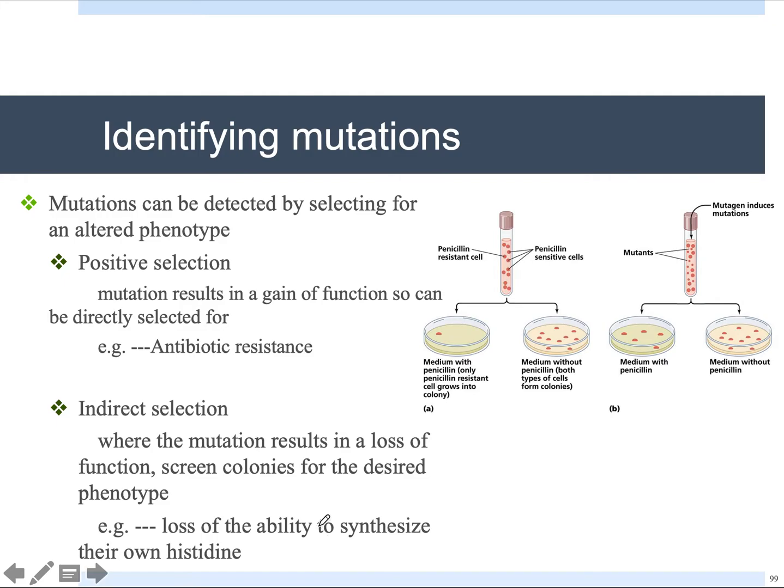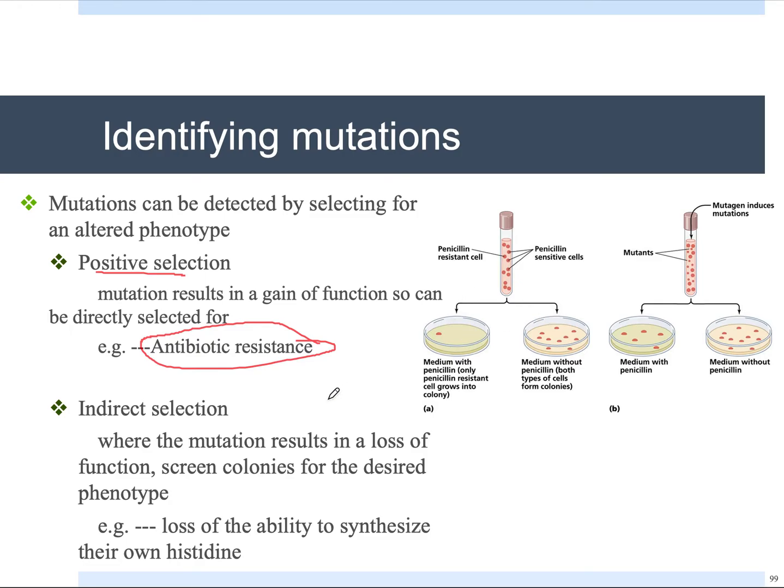You can check for the presence of mutations, let's say antibiotic resistance, by having a media that has a particular antibiotic in it, growing a bacteria, trying to culture bacteria that you suspect to have a resistance to the antibiotic in it. And if it does have a resistance, it's going to grow on it. So that's an example of a positive selection.